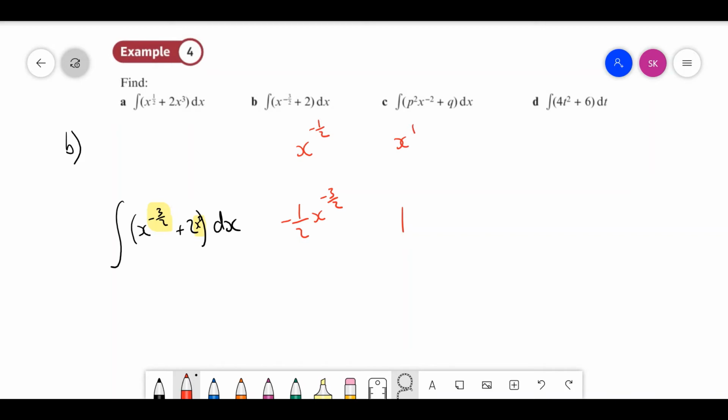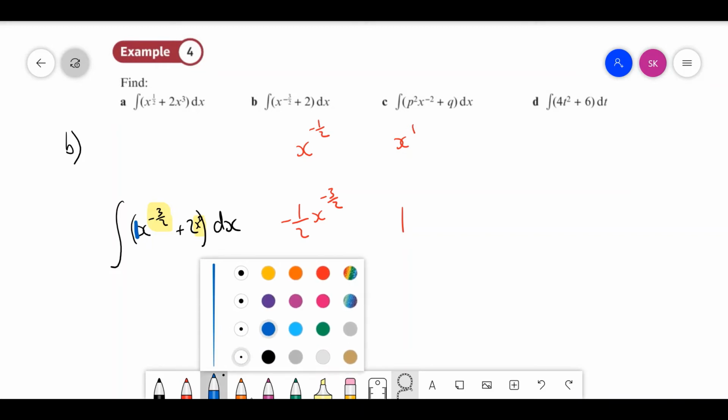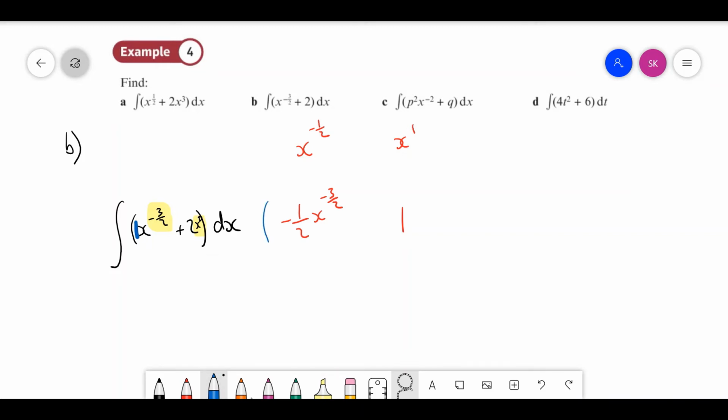So now it's about figuring out what we need the coefficients to be. The coefficient over here is 1, so therefore I'm going to times this by negative 2, because negative 2 times negative a half is positive 1. The coefficient here is 2, so I'm going to multiply this by 2.